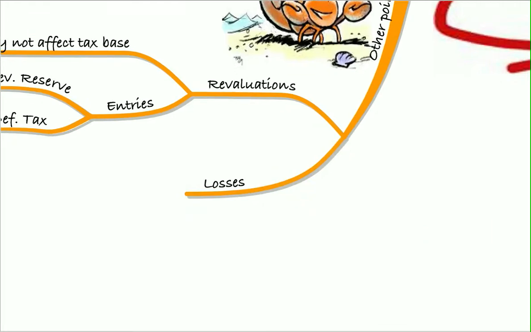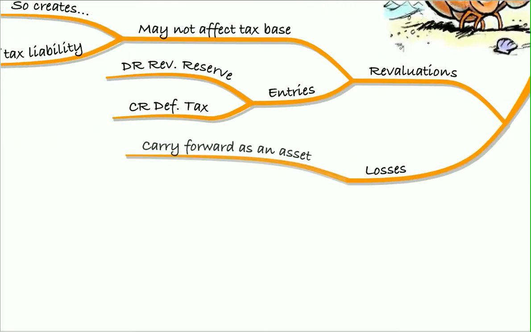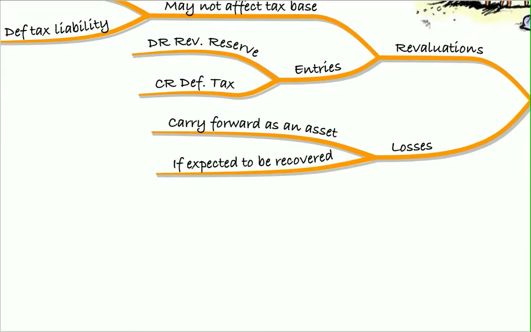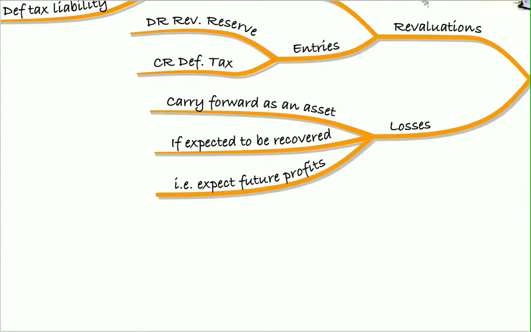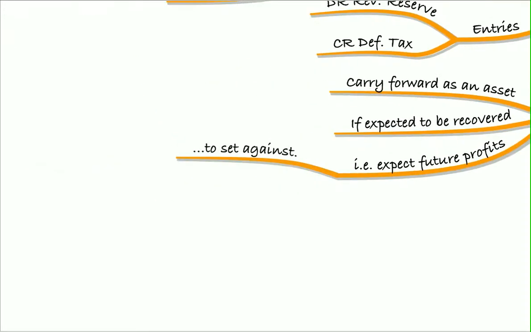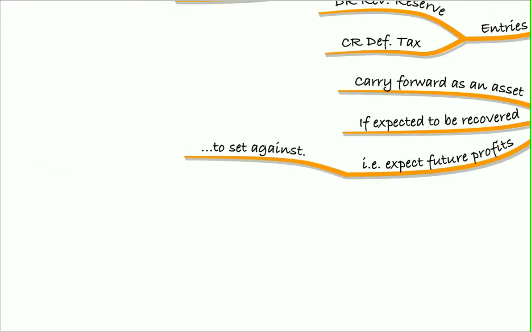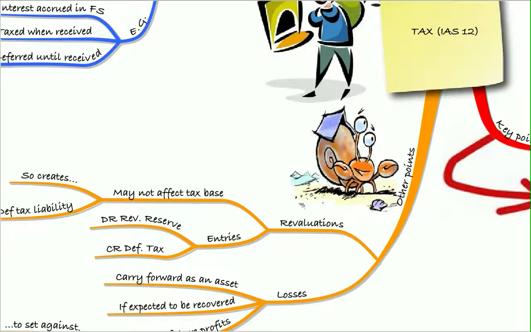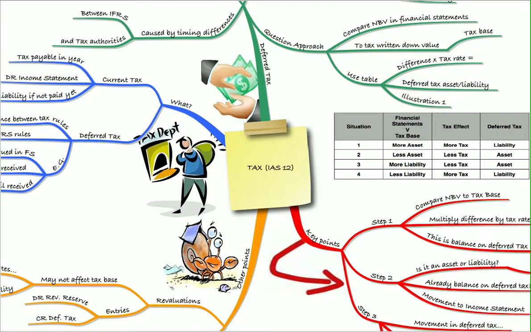Lastly, do note that if you have losses, income tax losses, we can carry those forward as an asset. If we expect that we can recover those losses, i.e. if we expect future profits that we can set those losses off against to actually reduce our tax liability, but only if we expect to be able to recover them. So that was a recap of our lecture on tax, covering current tax and deferred tax.